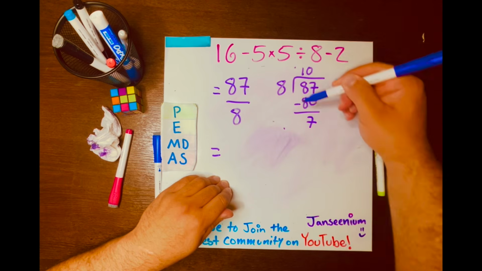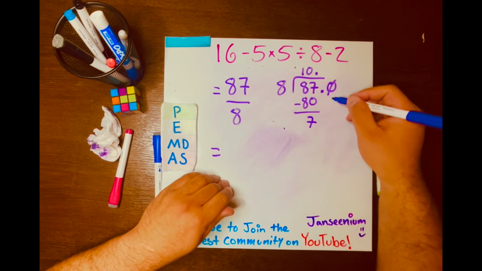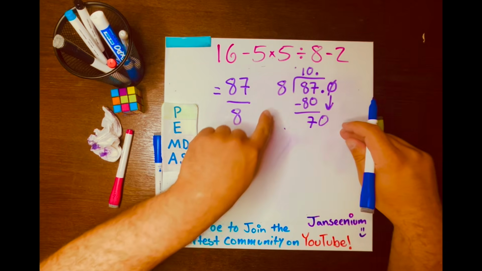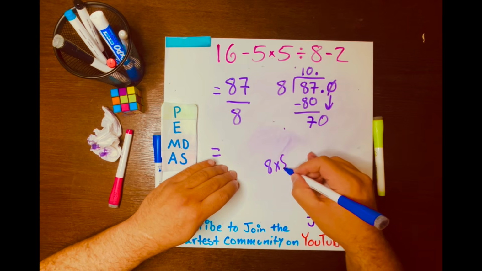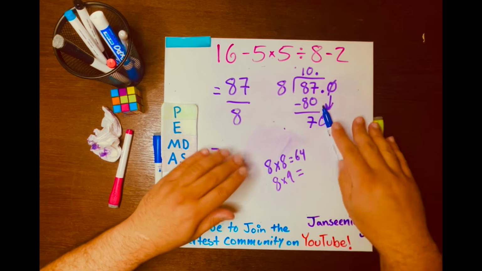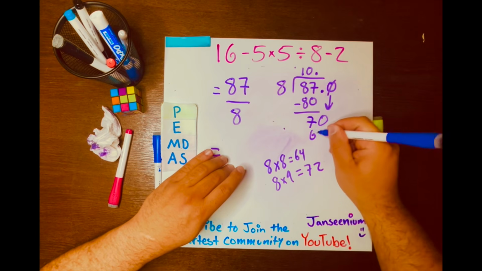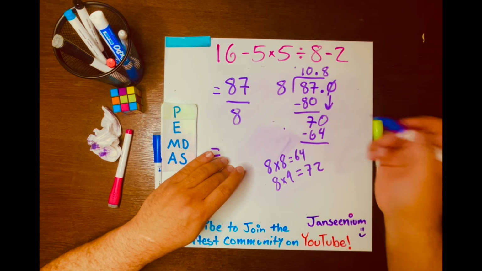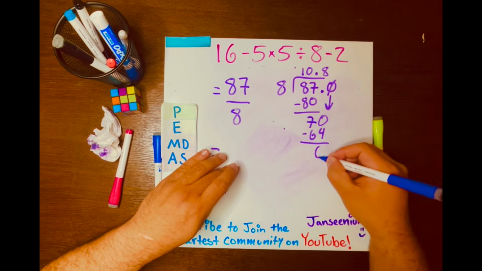And then you cannot fit 8 into 7, so the 7 needs to borrow a 0. Don't forget the decimals. So give the 0 to the 7. Now the 7 becomes 70. How many times can 8 fit into 70? Well, I know 8 times 8 is 64, because 8 times 9 is 72. That goes over 70, so 64 it is. So I write 8. 8 times 8 is 64. And then I subtract. 70 minus 64 is 6.